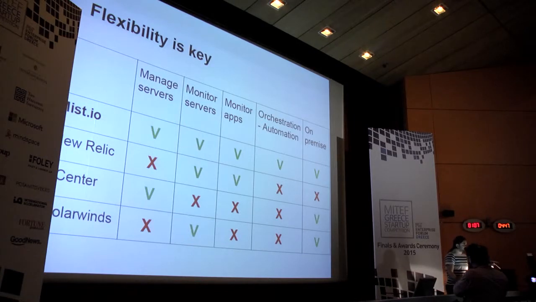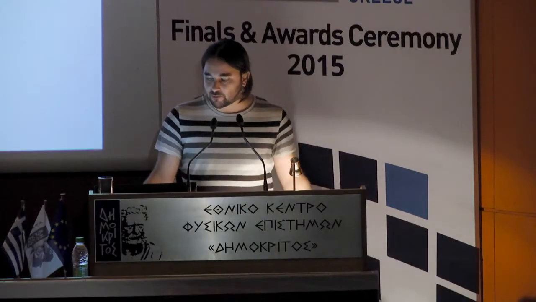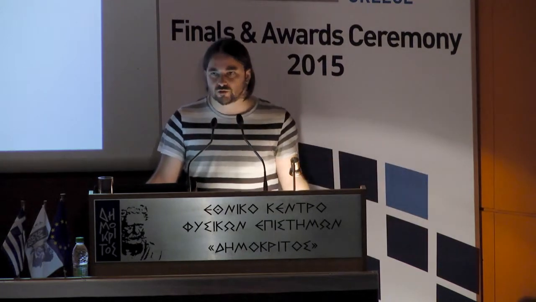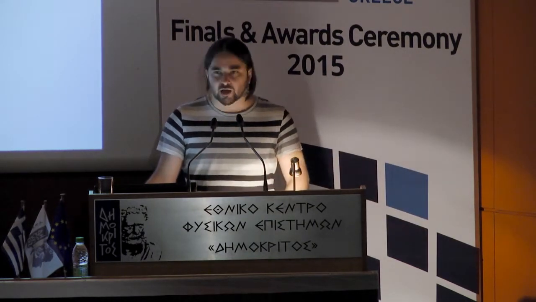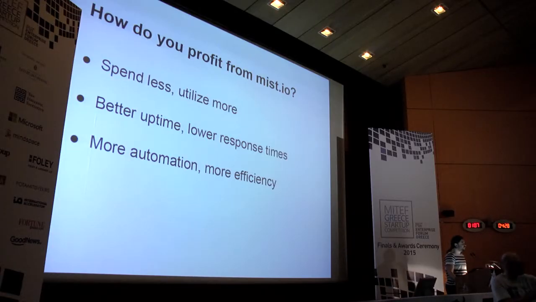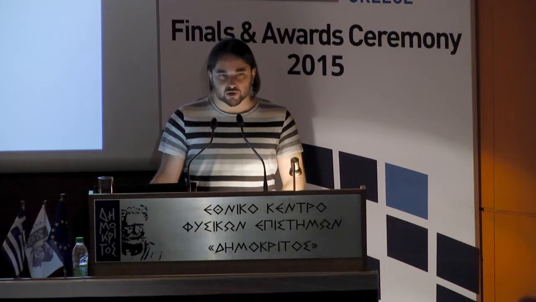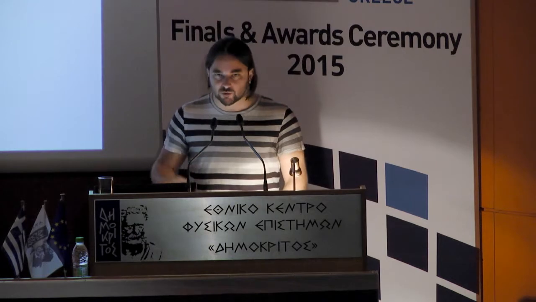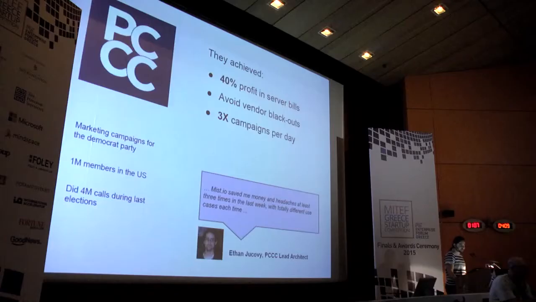It's a very competitive space, but Mist.io is the most flexible solution out there that combines management with monitoring and automation. You can either use it as a service or install it on-premise. In either case, you get our fanatical support. So to sum up, what do you get from Mist.io? You get to use more of your computing infrastructure, spending less money, to lower your response times in case of incidents and get more uptime, and become more efficient through automation, and spend less time on system operations and more on what matters to your bottom line.